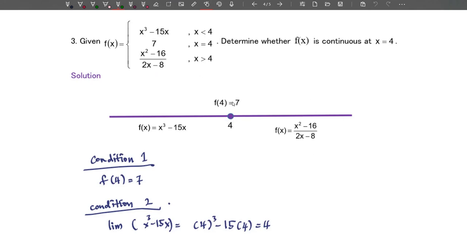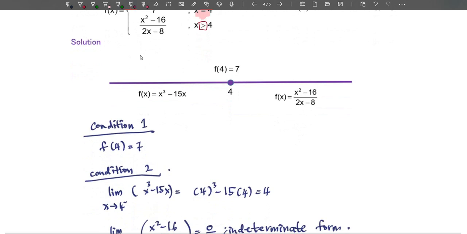Okay, so f(4) equals 7 because refer to this, x equal to 4. In this inequality, this is the one for less than or equal to 4, that's why it is on the left. And this is greater than 4, that's why the function is on the right. Next, remember to follow the steps one by one.